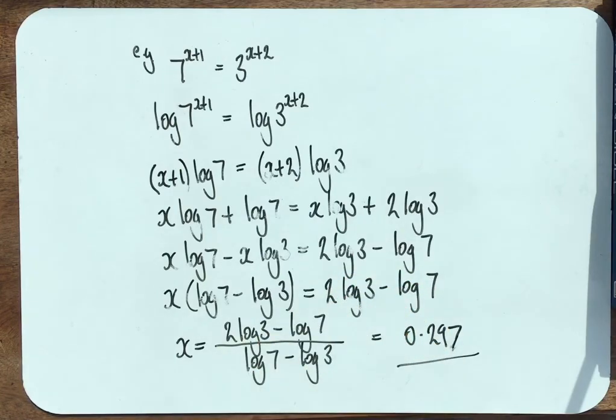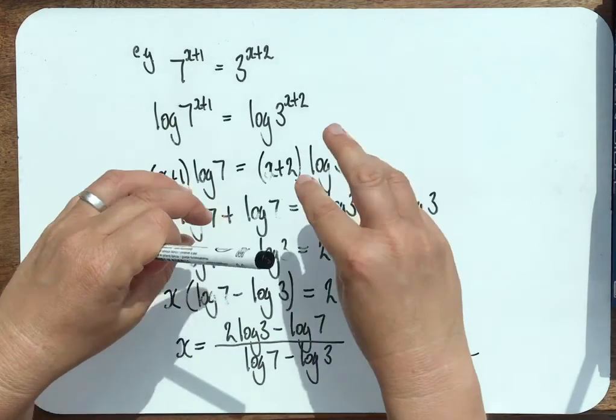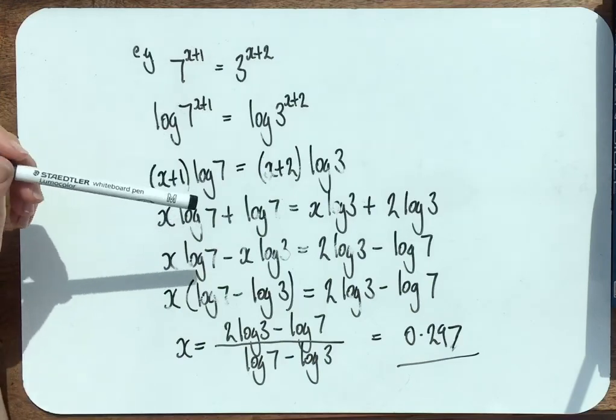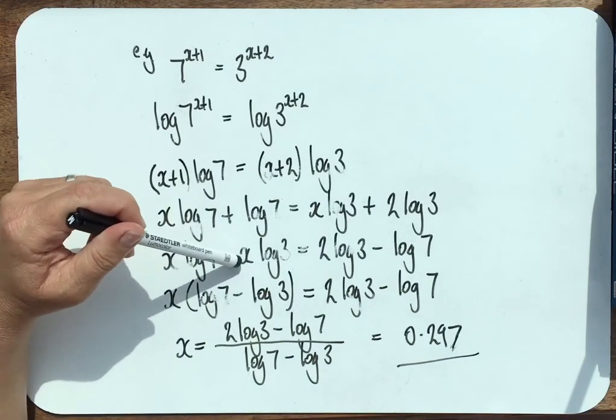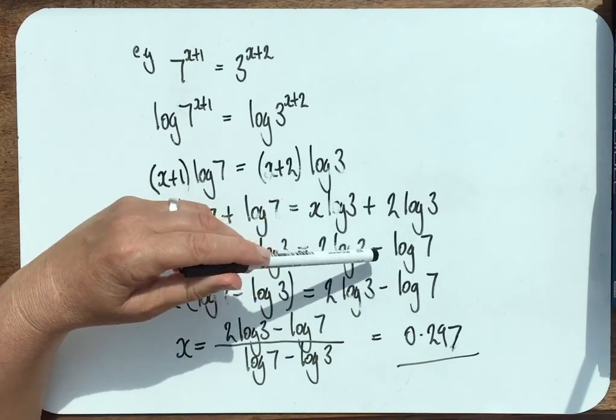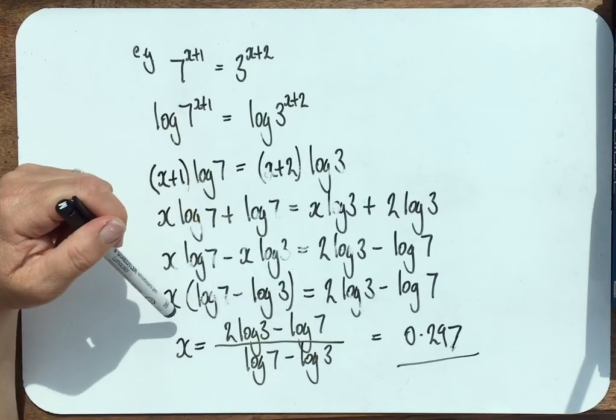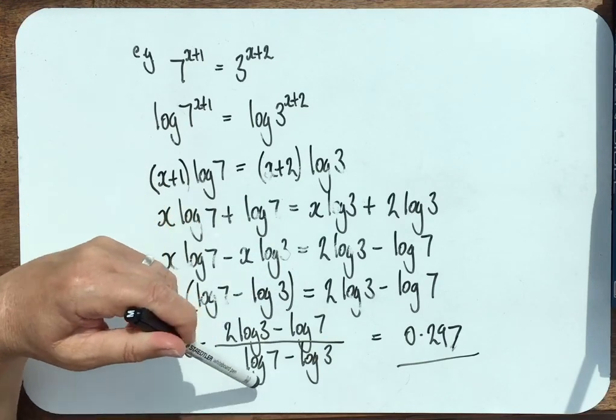Okay, so a good bit of algebra to see. Take logs of both sides, bring down the powers, and then you want x's on one side, everything else on the other side, which then enables you to pull x out as a factor and divide.